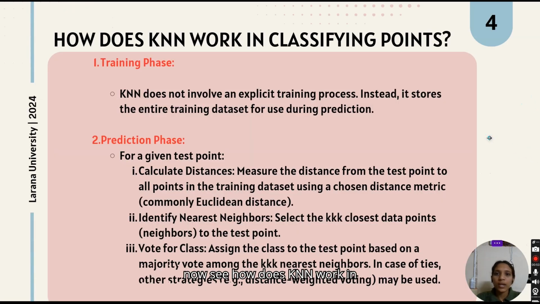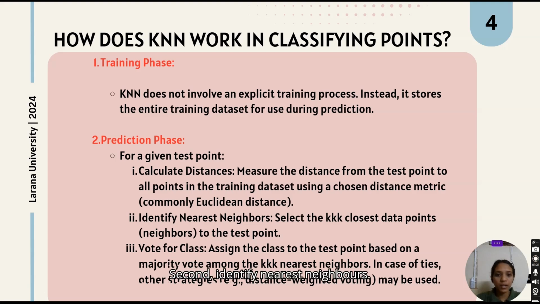Now see how KNN works in classifying points. First there is a training phase and second a prediction phase. In the training phase, KNN does not involve an explicit training process. Instead, it stores the entire training data set for use during the prediction. In the prediction phase, for a given test point, it first calculates distances, measuring the distance from the test point to all points in the training data set using a chosen distance metric, commonly Euclidean distance.